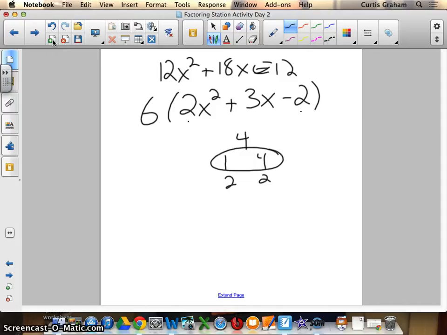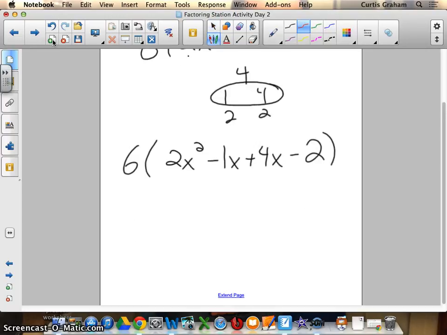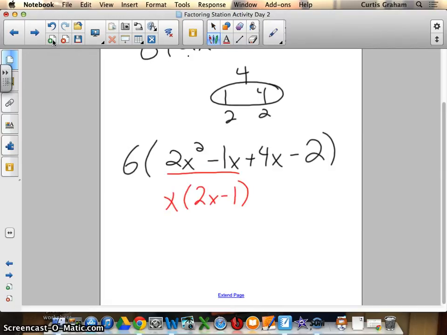So let's rewrite our problem. 6 times, parentheses, 2x squared, and then I want to end up with a positive 3, so I'm going to use a negative 1 and a positive 4. Okay? Use factoring by grouping. X comes out of my first one, and 2 comes out of my second one.